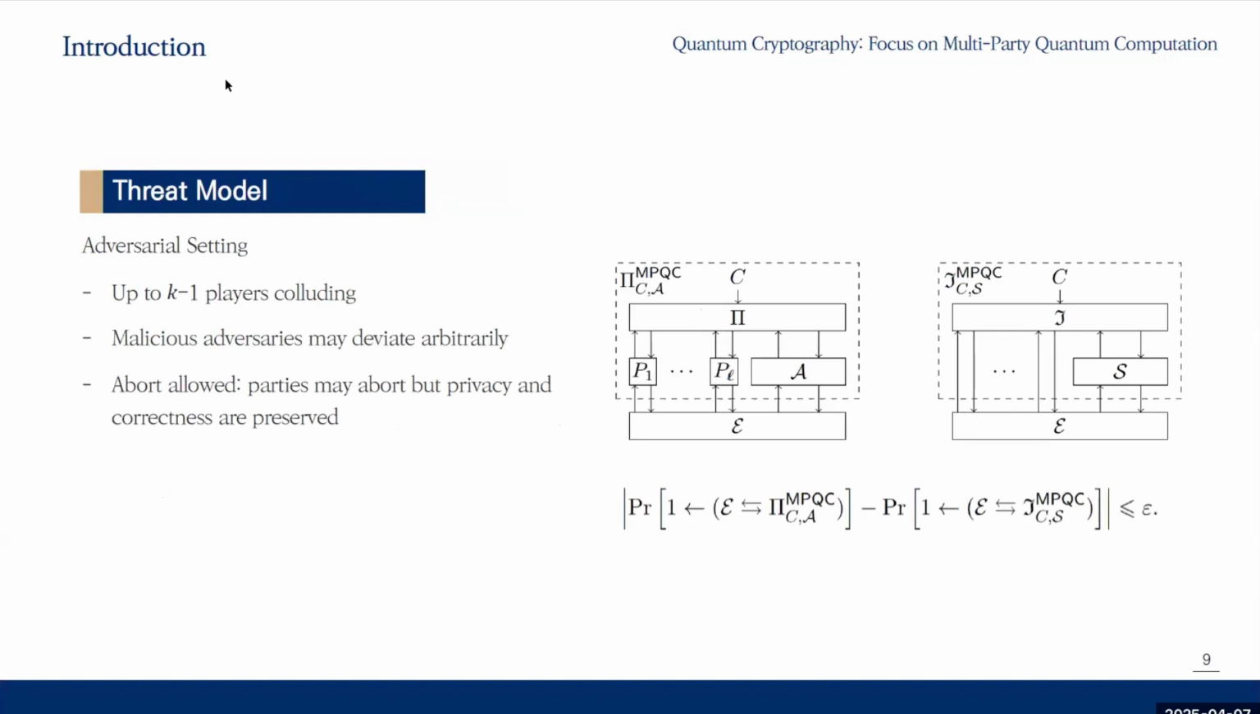Now, let's look at the threat model. We assume up to K-1 malicious players. Basically, everyone except one player could be dishonest. The adversary can deviate arbitrarily from the protocol. Abortion of the protocol is allowed. Dishonest parties might abort midway, but even if they do, privacy and correctness of the computation are preserved. On the right, we see a formal security definition comparing the real-world protocol with an ideal functionality using a simulator.